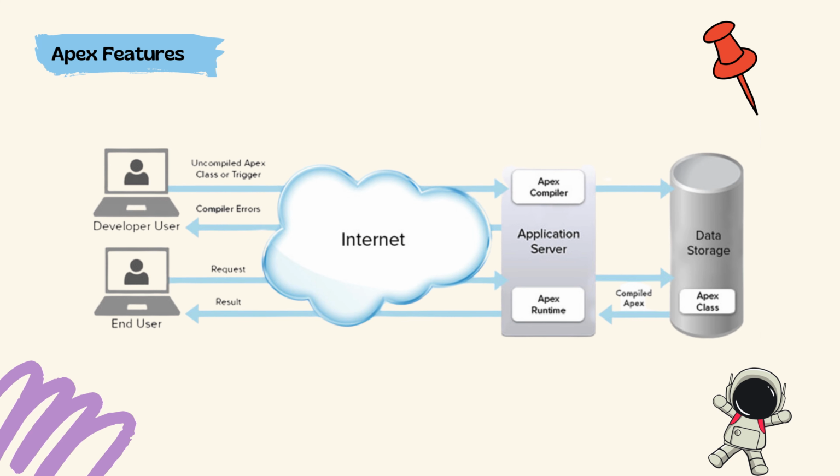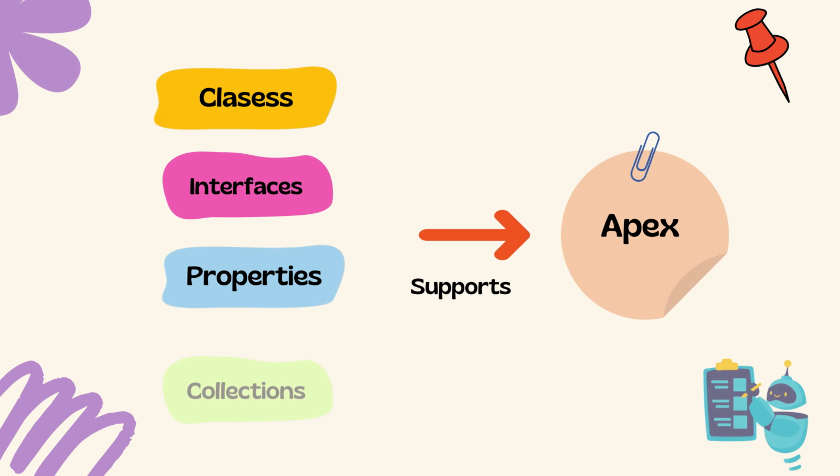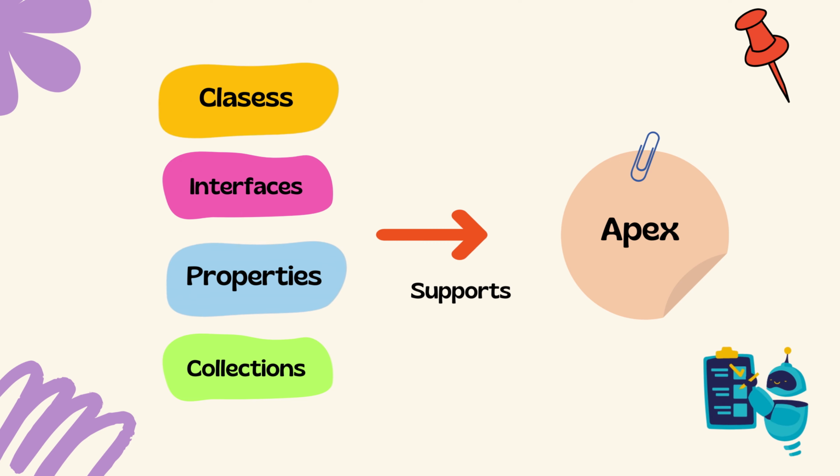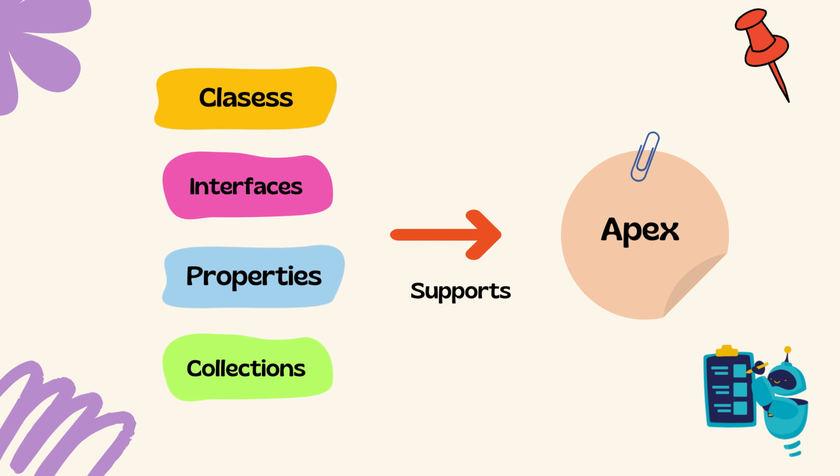Apex is hosted on the Lightning platform, making it a server-side language. It's object-oriented, supporting classes, interfaces, and inheritance. Being strongly typed, Apex validates object references at compile time, guarding against runaway code in shared environments. Integrated with the database, Apex allows easy access and manipulation of records. Apex supports standard object-oriented constructs like classes, interfaces, properties, and collections.